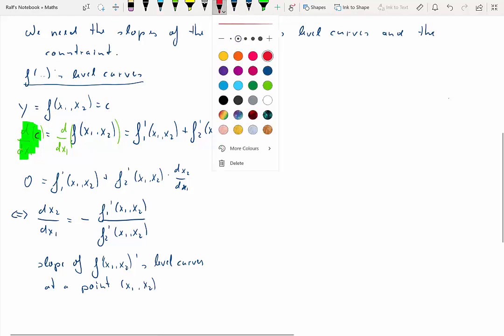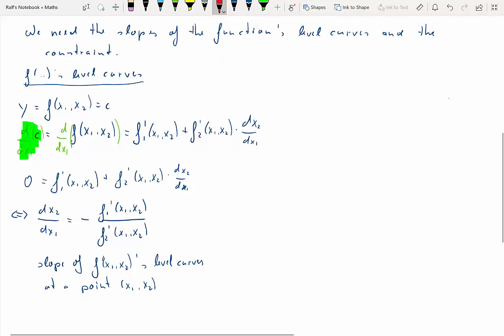So what we have is an expression for the slope of the level curve of f at a particular point x1 and x2. Let's do the same for the constraint, because we saw that the slope of the level curves is equal to the slope of the constraint at a constraint maximum. So here is our constraint equation, and we're looking at the margin of the constraint, not the inside of the constraint, just at the margin, and that's why we have g of x1, x2 is equal to 0.